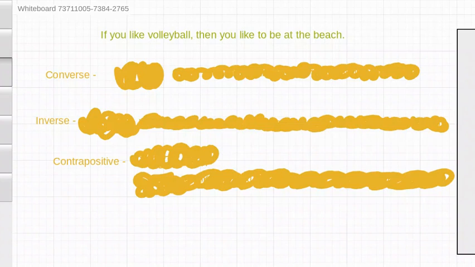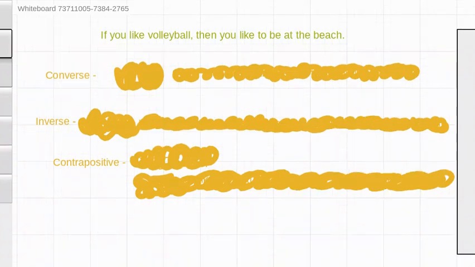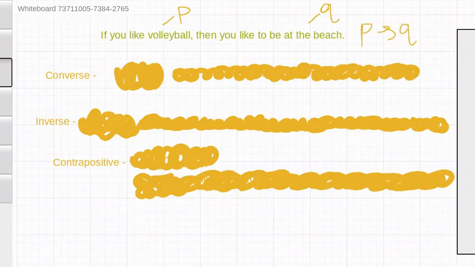Okay, now we're going to write the converse, the inverse, the contrapositive, and we're going to write the correct symbolic notation from just a conditional statement. So we want to write the converse in symbolic notation and the actual statement. So what would the symbolic notation look like if liking volleyball was P and liking to be at the beach is Q? So our conditional statement in symbolic notation would be P arrow Q. So what would our converse be?